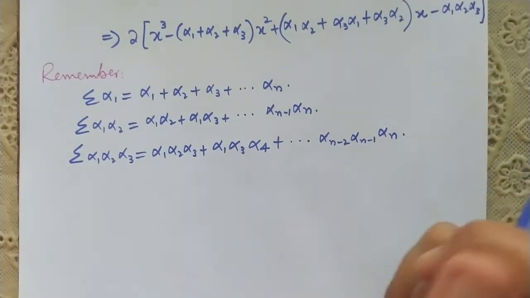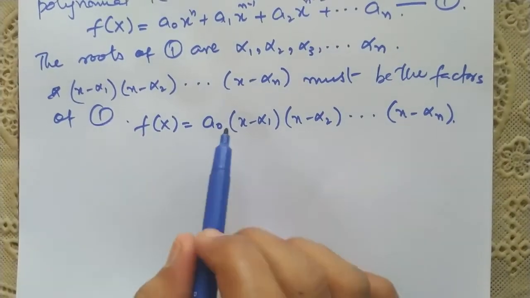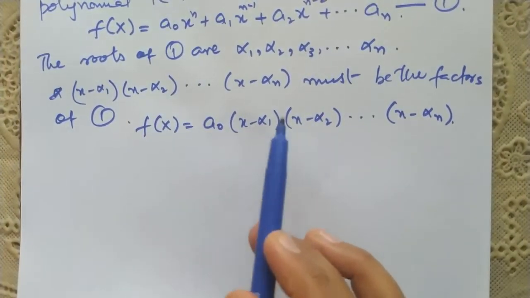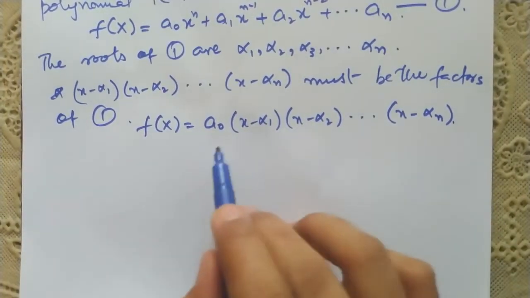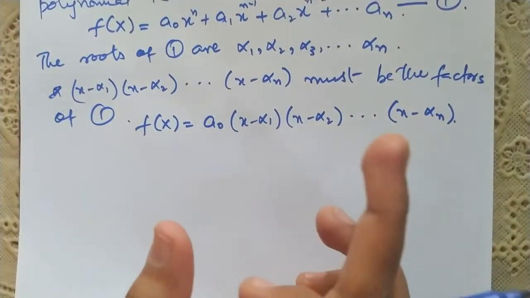Now again come to the point. So here f of x is the polynomial equation, and the polynomial can be written in the factor form as a0 times all the factors, right? Now when you multiply these factors, you will get the form of f of x.